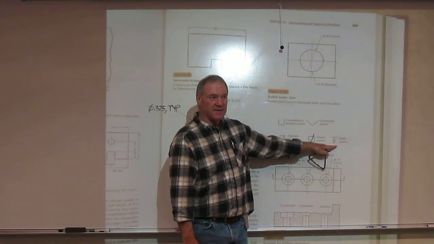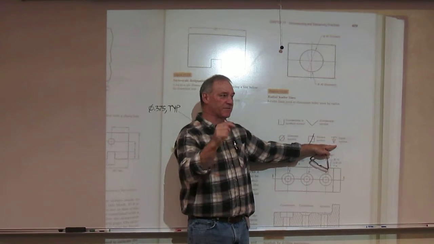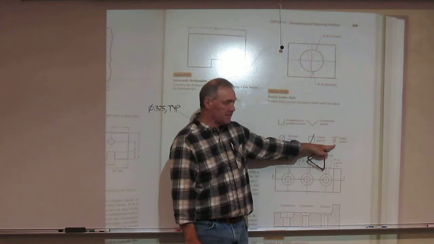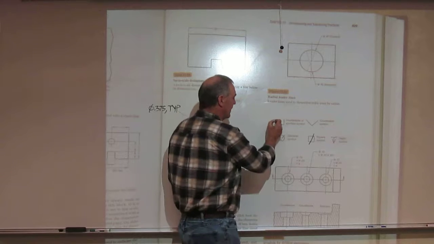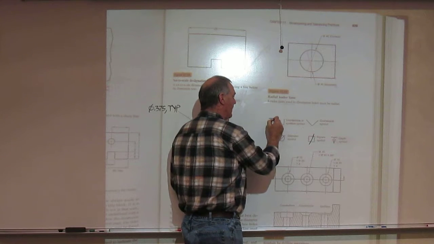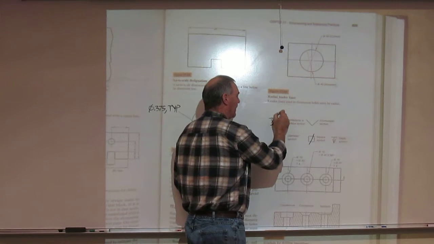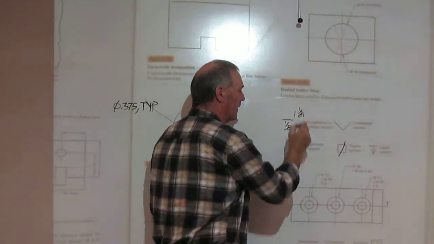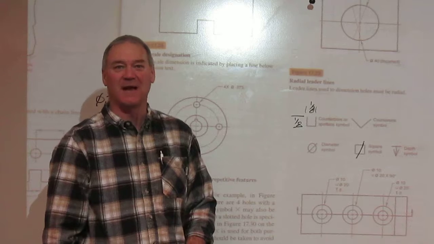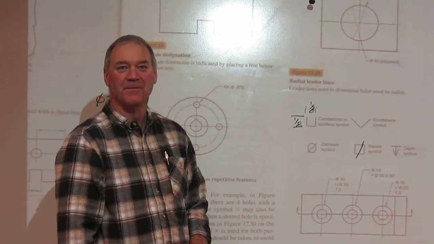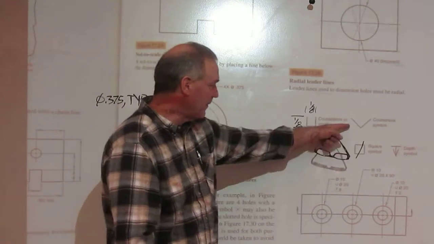The depth symbol is now used instead of the old abbreviation, which was DP. Now we use the depth symbol. By the way, these are all an 1/8 inch. So when you look at these and you're building them, that would be an 1/8, and that would be an 1/8. And then for this one, you just use a V for the countersink. Use a capital V if you're on the computer, or you can hand letter it as a capital V.